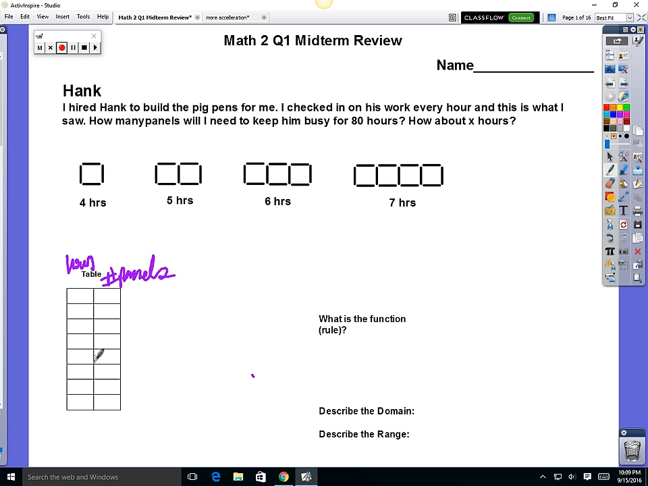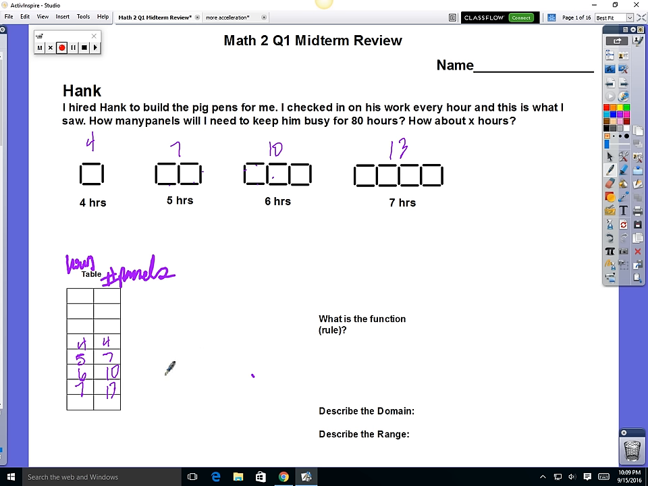And then let's go to hour 4. It's going to take 1, 2, 3, 4 panels. If you count the panels at hour 5, it's 1, 2, 3, 4, 5, 6, 7. If you count all the panels on hour 6, it's 10. Hour 7 is 13. So 4 hours gives you 4 panels, 5 hours gives you 7 panels, 6 hours gives you 10 panels, 7 hours gives you 13, and it keeps building just like that.